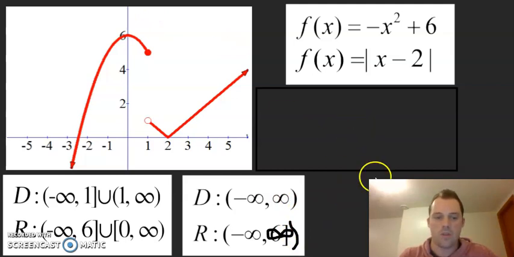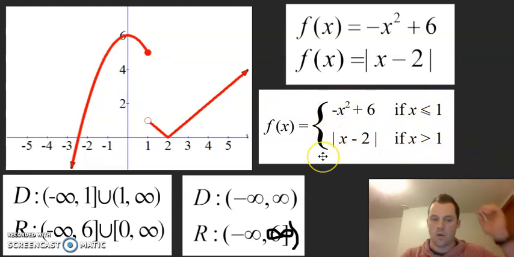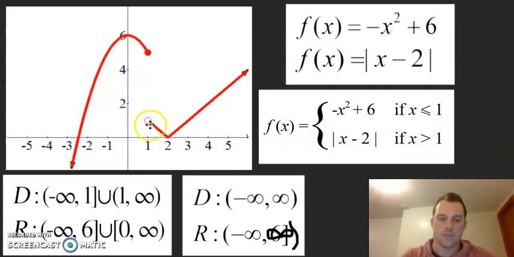And then our complete piecewise function here is going to be these two functions. So f of x equals negative x squared plus 6 when x is less than or equal to 1. So at 1 here and everything less than 1, so going to negative infinity, we use this function, and then we use this function for anything where x is greater than 1.